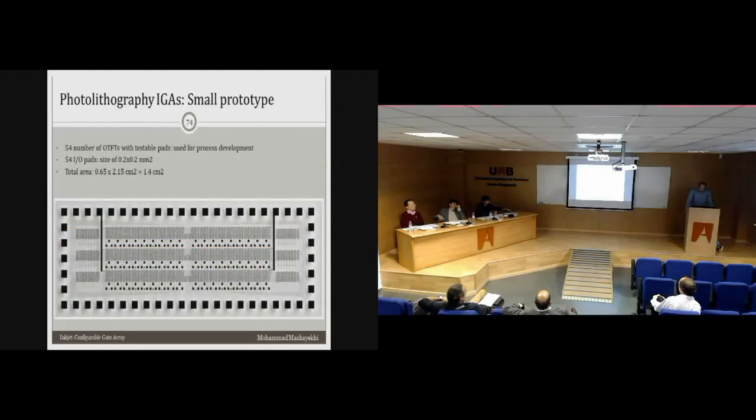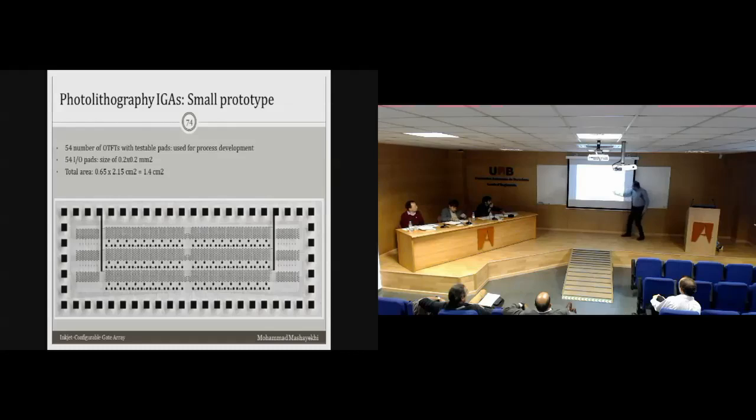They fabricated the IGAs at CPI, some small prototypes and large prototypes. This is the picture of the small prototypes, built of 54 OTFTs. The total area of the chip is 1.4 square centimeters. And there are some testing pads.